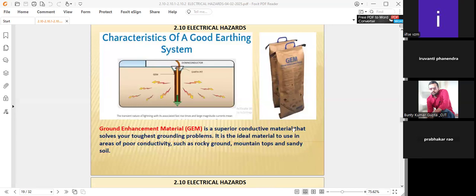A superior conductive material that solves your toughest grounding problems. That means it is the ideal material to use in areas of poor conductivity, such as rocky ground, mountain tops, and sandy soil. Already told, the soil conditions should be encouraging for the earthing facilities. That's why we have to use this ground enhancement material, which we call GEM.